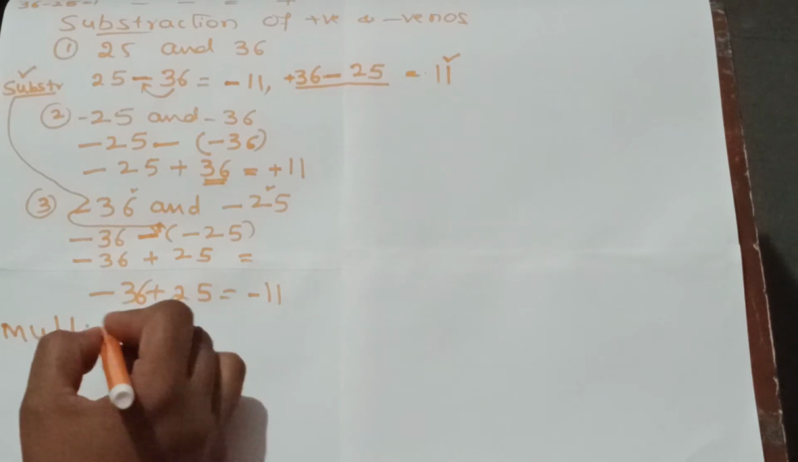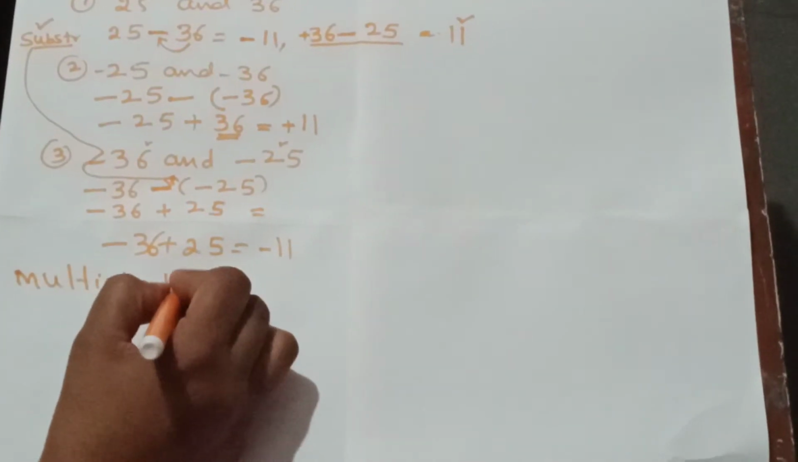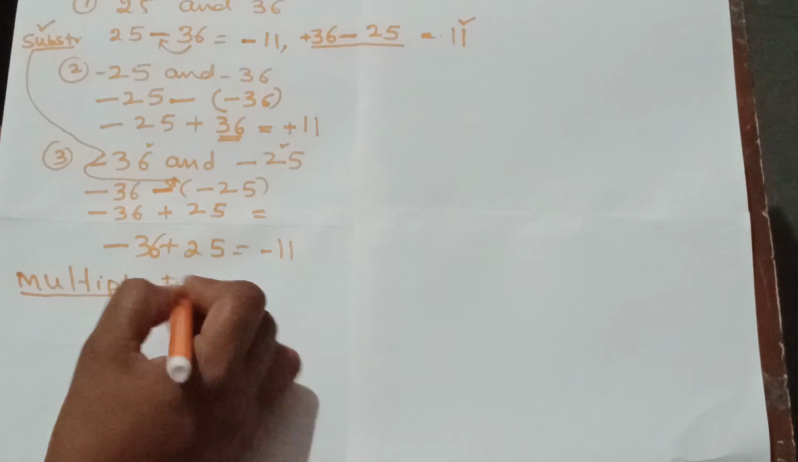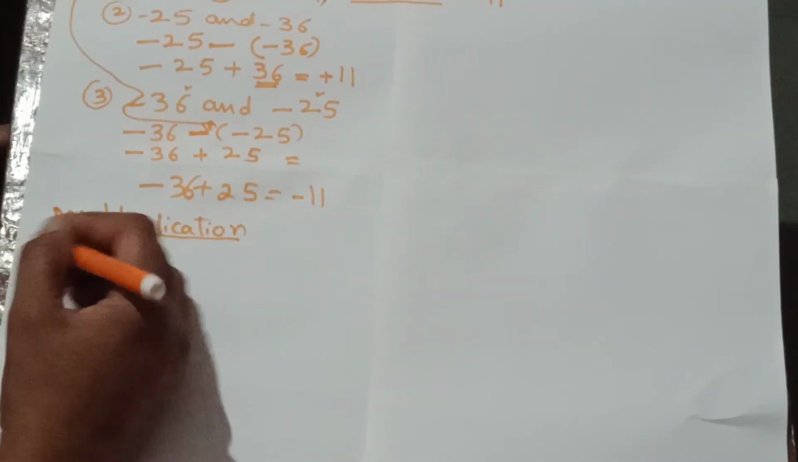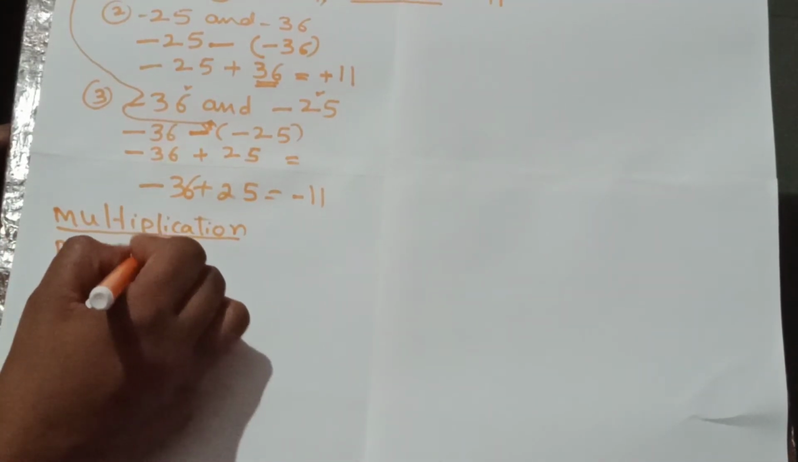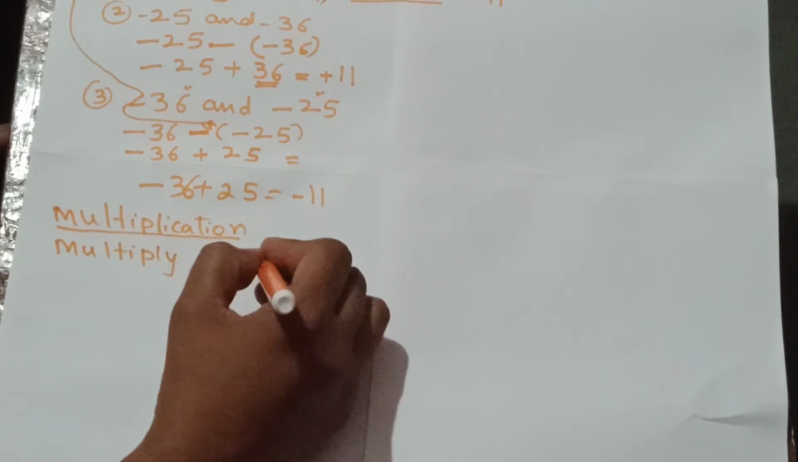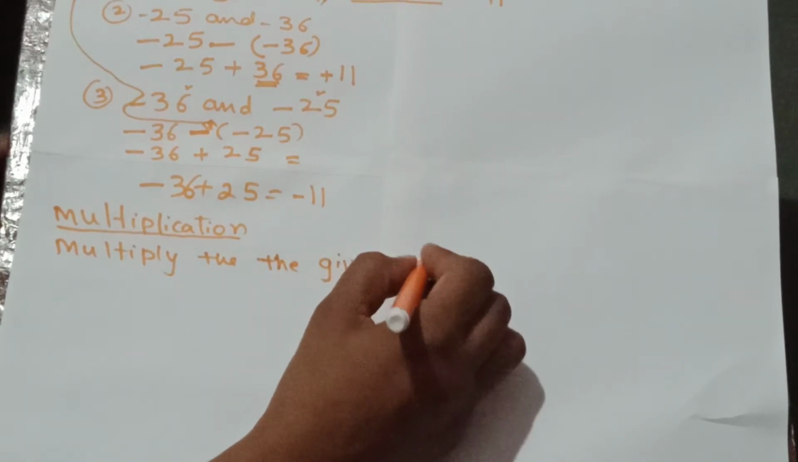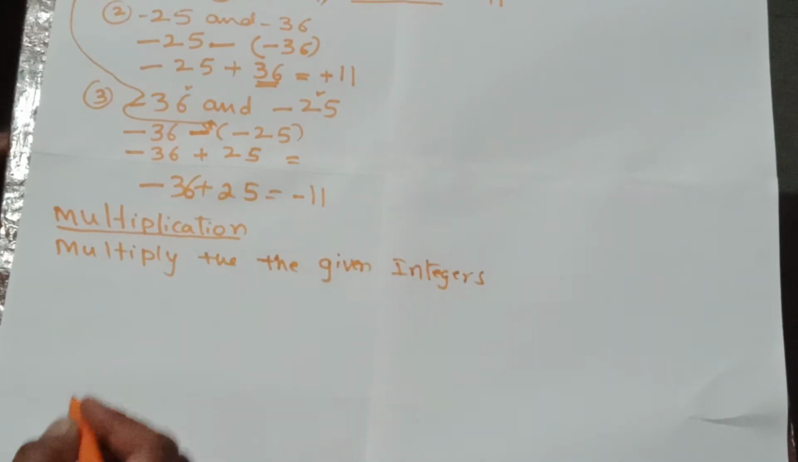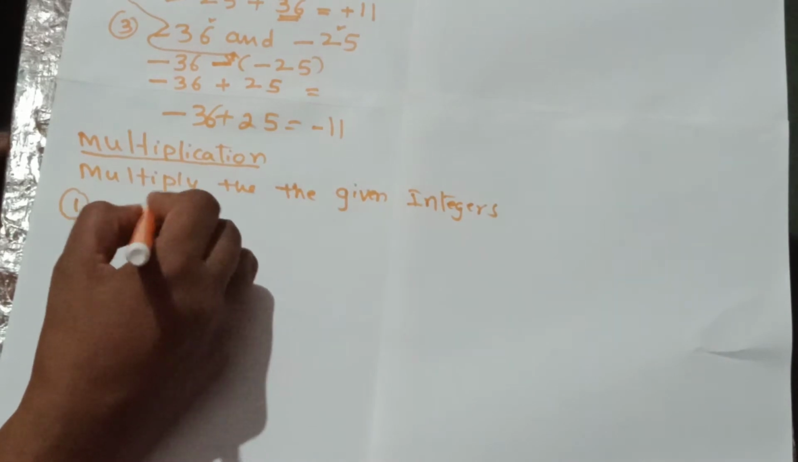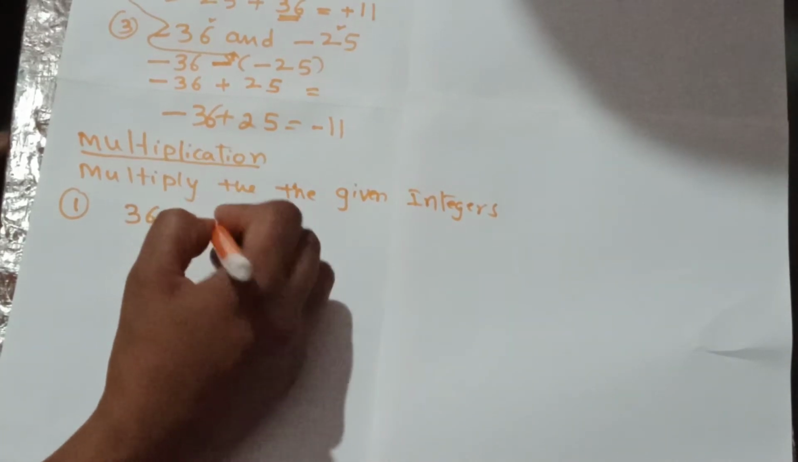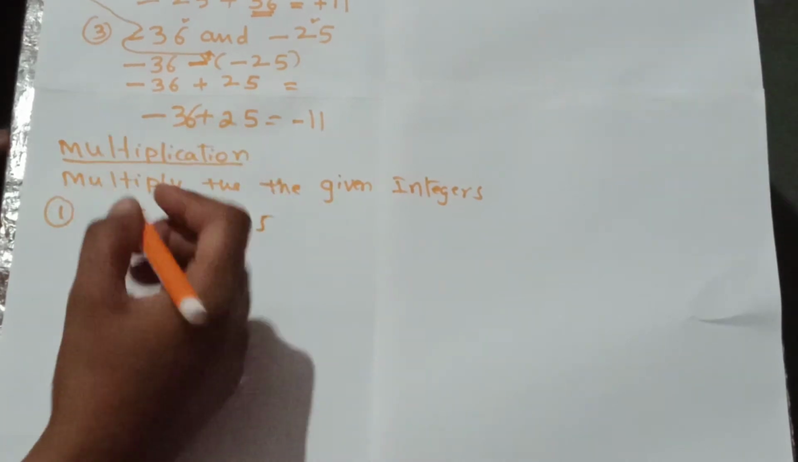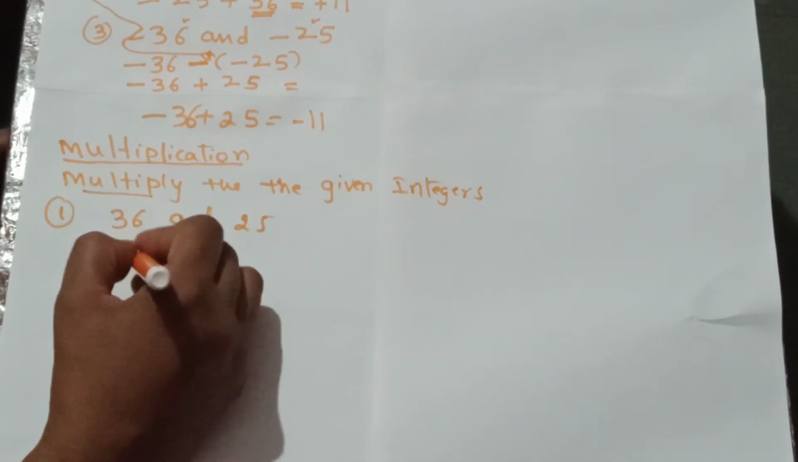So let me continue with the multiplication of numbers. If the question says multiply the numbers, it will be given as multiply the integers, or multiply the given integers. Let me explain once again with an example. Suppose we take the same numbers, 36 and 25. It is simple, multiply the numbers, not necessarily putting any bracket.